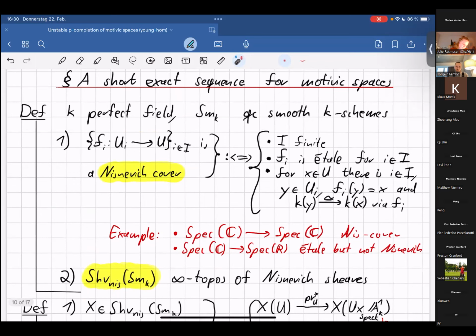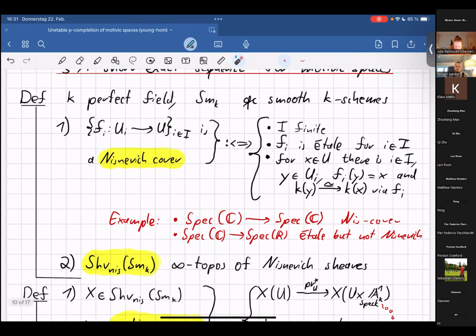So we will start with a perfect field K, and we denote by Sm_K the category of quasi-compact smooth K-schemes. So if you don't know what a K-scheme is, you should think of objects in there as like a smooth manifold, but now over our field K. Okay, and now we want to define a Grothendieck topology on this category of smooth K-schemes.